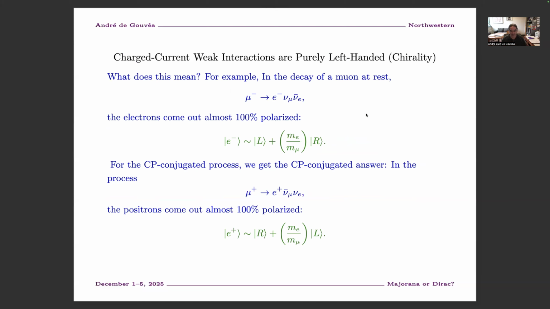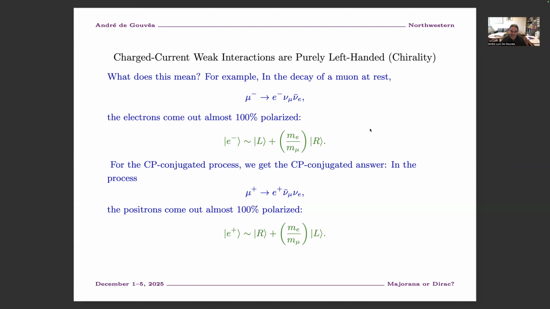And it turns out, because the weak interactions are purely chiral, and because the electron mass is small, the electron that comes out will be mostly left helicity, mostly left-handed. And it will have a small probability of also being right helicity, and the probability is proportional to m_electron divided by the muon mass, if I'm calculating this in the muon rest frame.